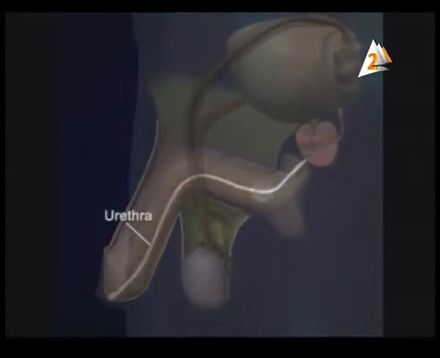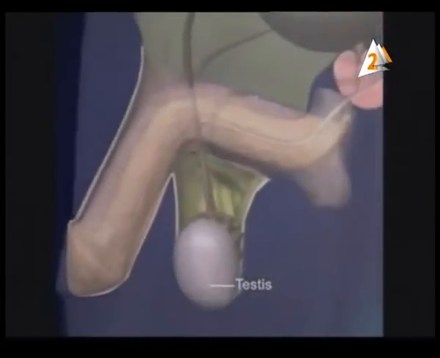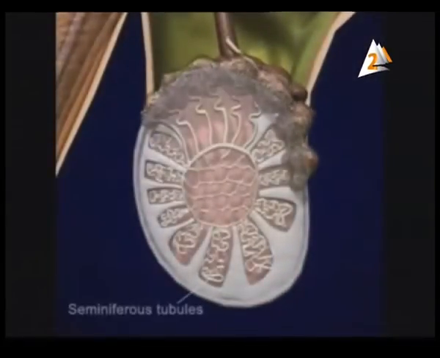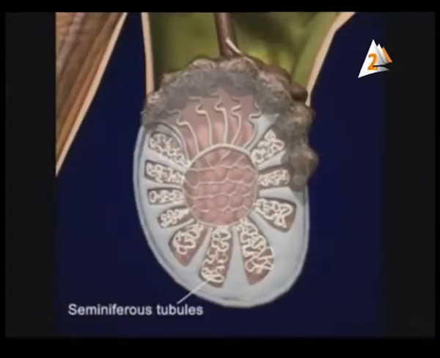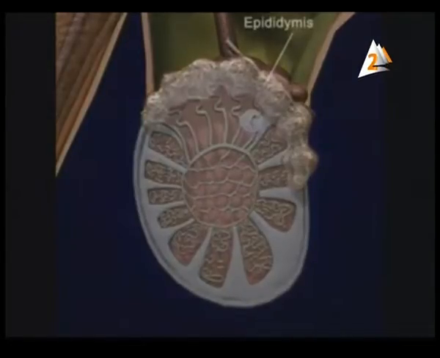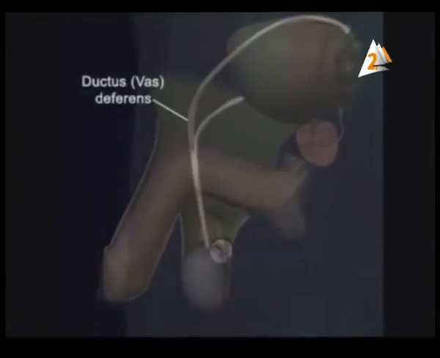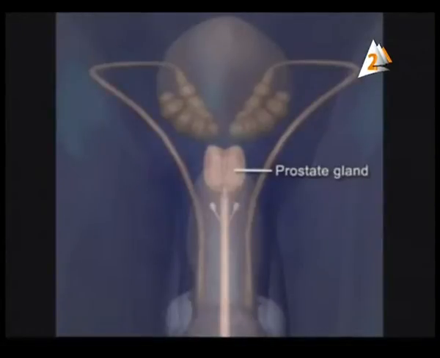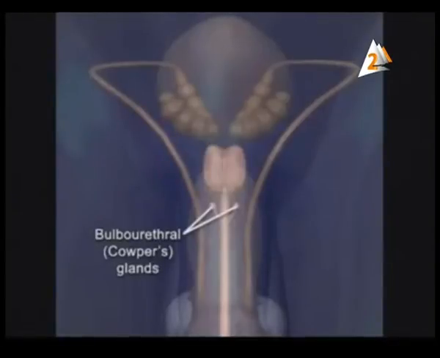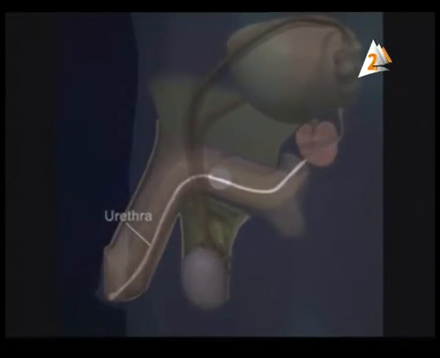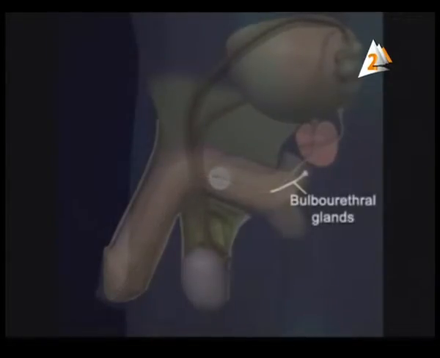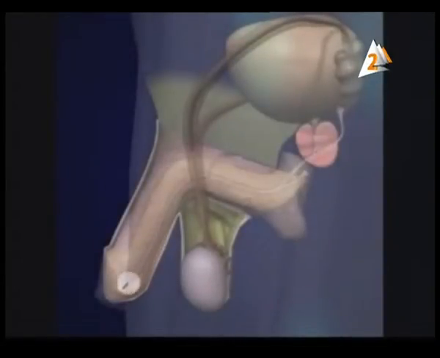So another time, this system starts with the 2 testes, which are outside the body, and they have very convoluted tubules. These tubules are called the epididymis, and the vas deferens is the tube which joins the epididymis with the other parts. There are some glands called the prostate and the Cowper's gland, and it ends with the urethra. And now let's see the fine structure of this system. Let's begin with the film, which shows the structure of the genital system in men as follows.